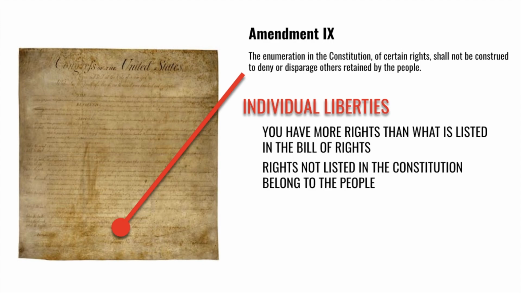These are not the only rights you have as American citizens. And if a right is not listed in the Constitution, it doesn't belong to the federal government. It belongs to the people. It is retained by the people. So in the language of the amendment, it says, shall not be construed to deny or disparage others retained by the people, that the federal government cannot, through the limitations of the Bill of Rights, take away or deny any rights if they're not specifically listed in the Bill of Rights.